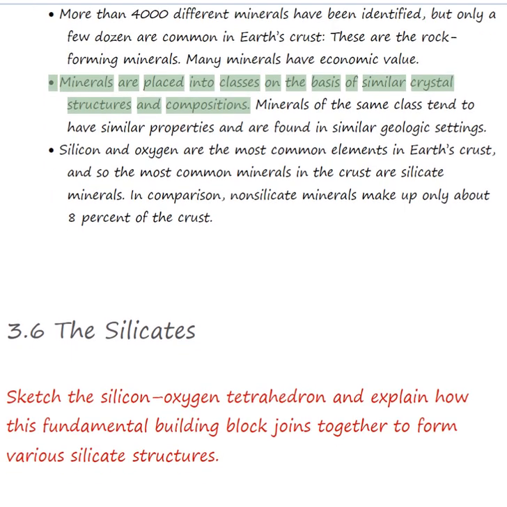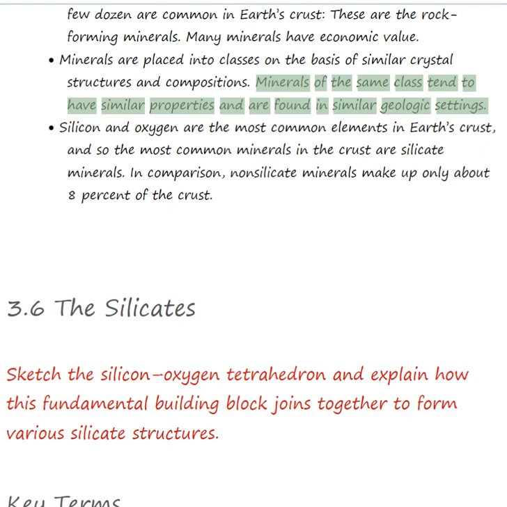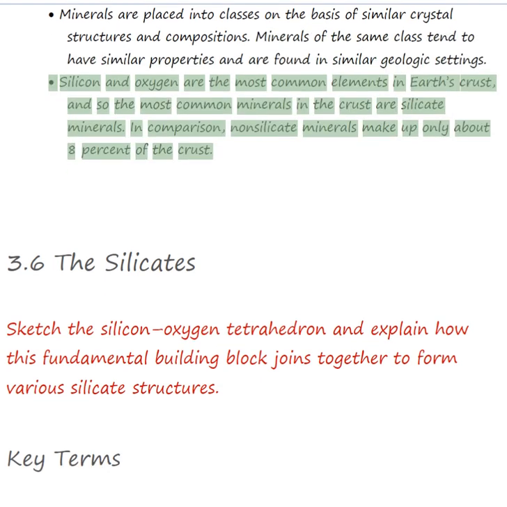Minerals are placed into classes on the basis of similar crystal structures and compositions. Minerals of the same class tend to have similar properties and are found in similar geologic settings. Silicon and oxygen are the most common elements in Earth's crust, and so the most common minerals in the crust are silicate minerals. In comparison, non-silicate minerals make up only about 8% of the crust.